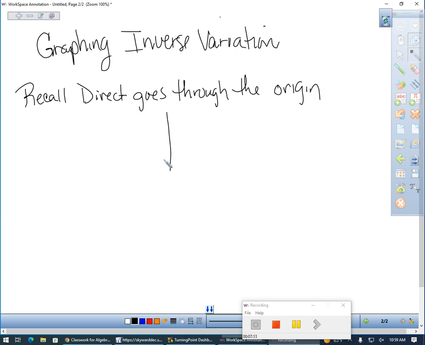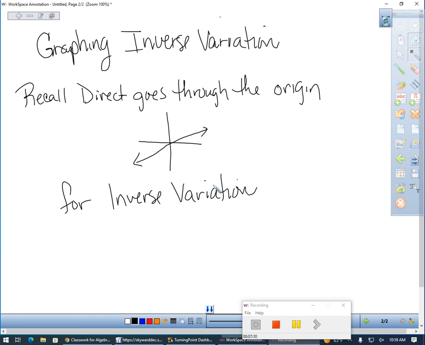All right, so for example, no matter how it is, it's going to go through the origin in a straight line, right? Always goes through the origin. For an inverse variation, the graph cannot touch either axis.